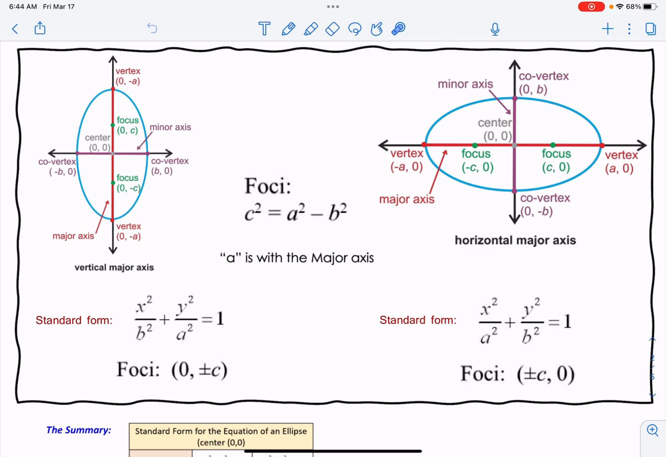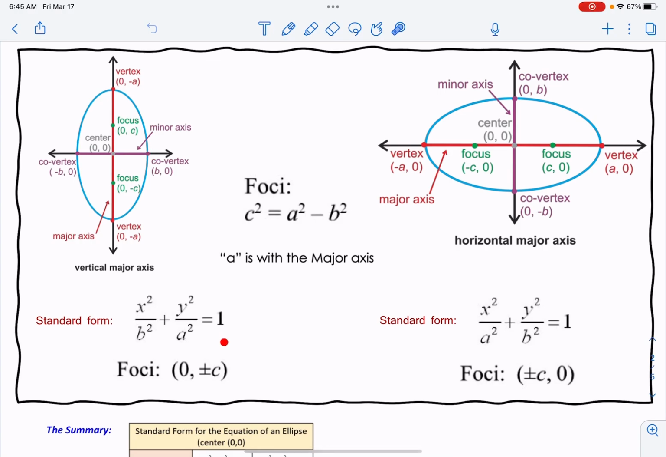So how we get the vertices and co-vertices is pretty straightforward, especially when we're working at center 0, 0. So we're going to get our a value, so we are going to have to take the square root, and we are going to have to take our b value. Our a value, which is going to be the largest one, is the distance from the center to the vertex. So notice here we're going to either add a or subtract a to get down here. And then our co-vertices is going to come from the b squared. So we're going to take the square root of b squared, and that's going to be the distance from the center to our co-vertices, which is our minor axis.